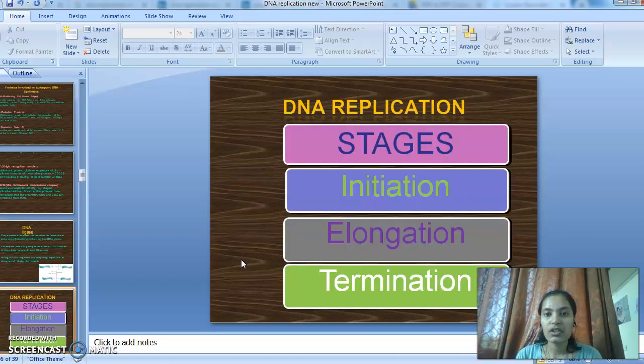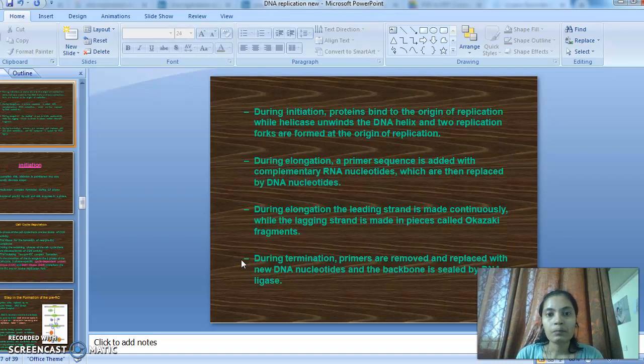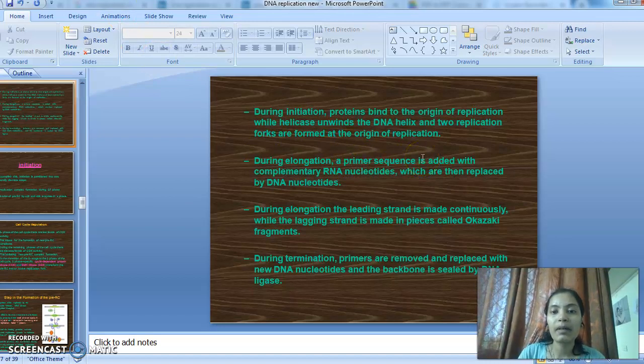So these are the stages of DNA replication. First is initiation, then you have elongation, and last is termination. During initiation, an origin of replication is formed, and the two strands which are intertwined are unwound, and it leads to the formation of a replication fork. On that replication fork, a primer is added for the synthesis of complementary DNA strands.